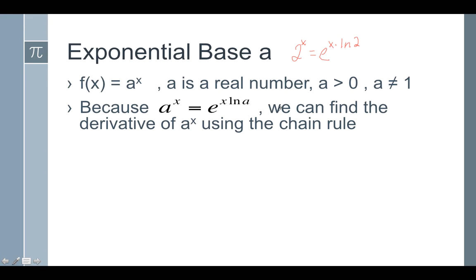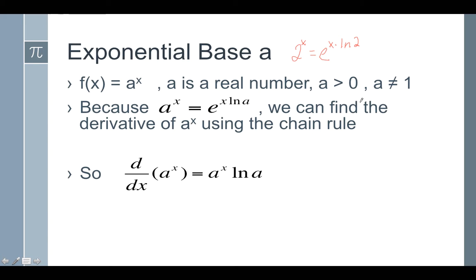Well, that's really nice, because now if I want to find the derivative of a to the x, well, natural log of a is just a number. So it's a number times x, so now we get to use the chain rule, which will tell me that it is e to the x natural log of a, and so on. But what's really cool here is the derivative of a to the x is a to the x times the natural log of a.